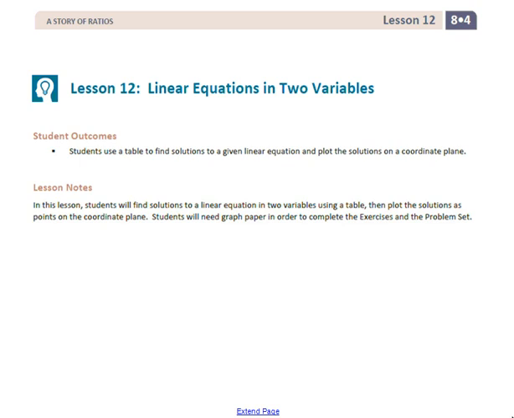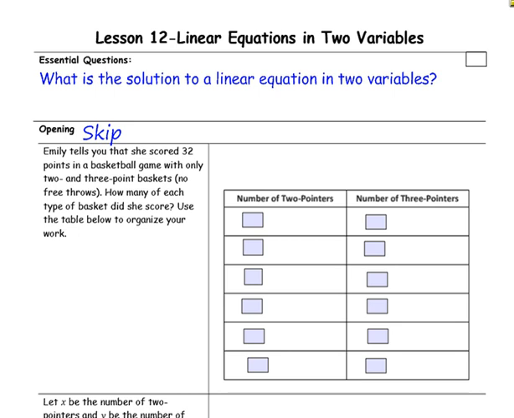In this lesson, students will find solutions to a linear equation in two variables using a table, then plot the solutions as points on the coordinate plane. Students will need graph paper in order to complete the exercises and the problem set. Our essential question is, what is the solution to a linear equation in two variables?